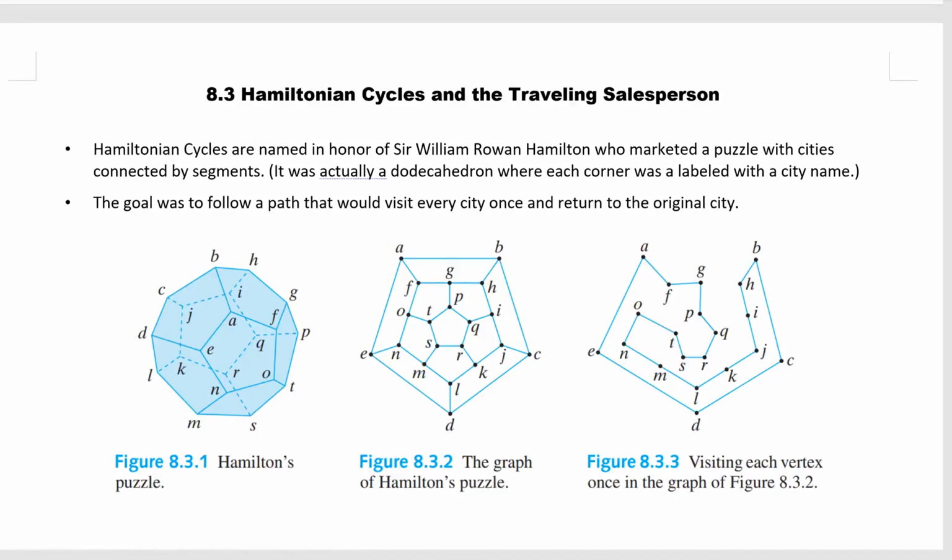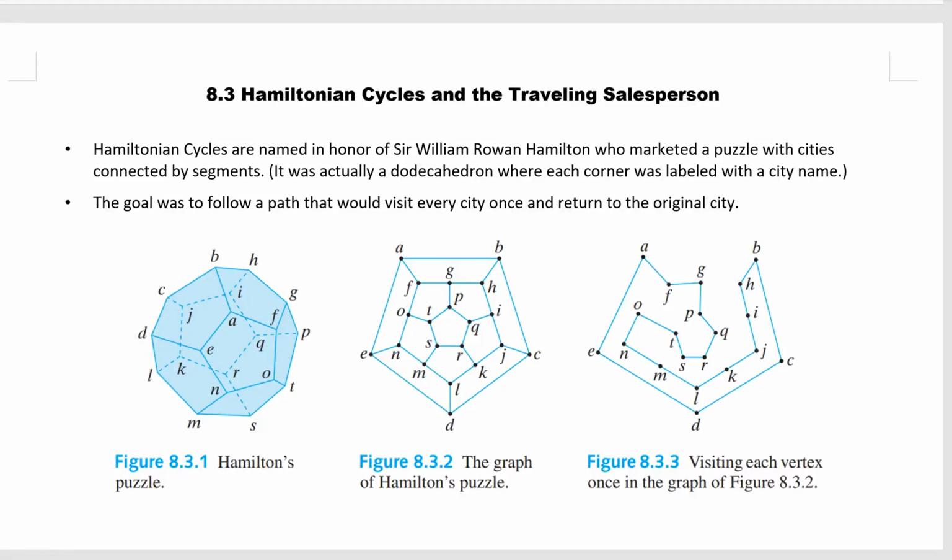Hi everyone. Today let's talk about Section 8.3, Hamiltonian cycles and the traveling salesperson. Hamiltonian cycles are named in honor of Sir William Hamilton, who marketed a puzzle with cities connected by segments. It was actually a dodecahedron where each corner was labeled with a city name. The goal was to follow a path that visits each city once and returns to the original city.